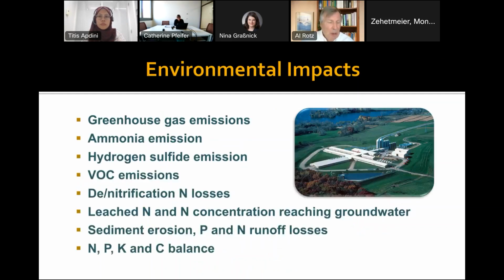In terms of environmental impacts, the model predicts, of course, greenhouse gas emissions. We're also looking at ammonia, hydrogen sulfide, VOCs, as indicated earlier. We have denitrification and losses as N2 and NO2 as well as N2O, leaching of N, and runoff of nitrogen and phosphorus, and then doing an overall farm balance of the nutrients.